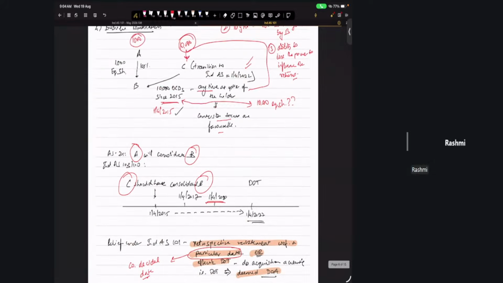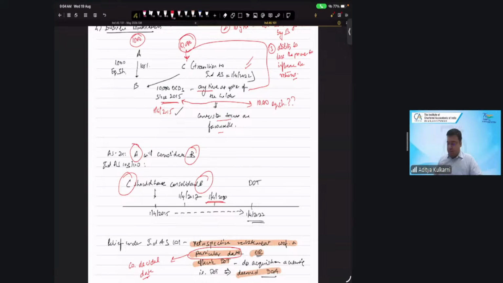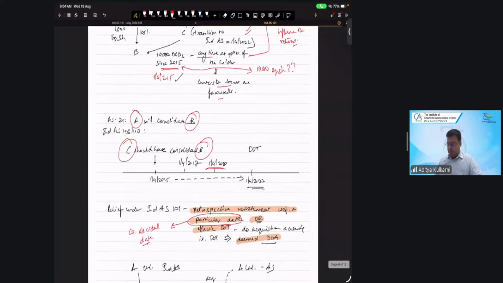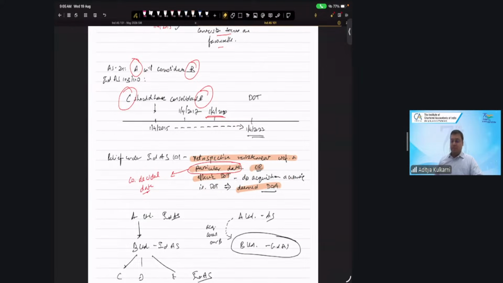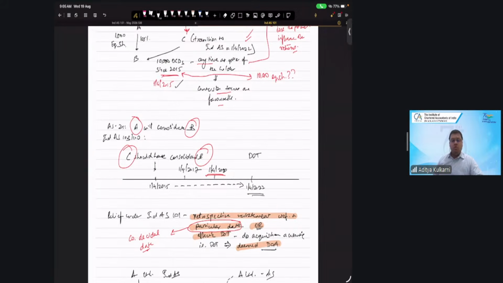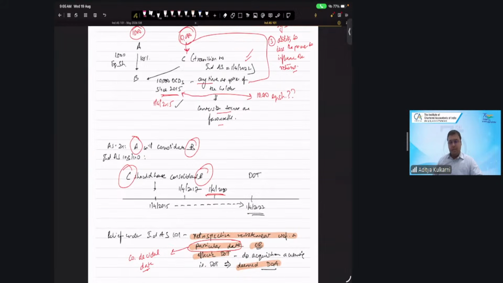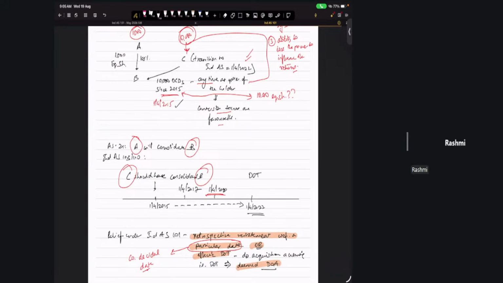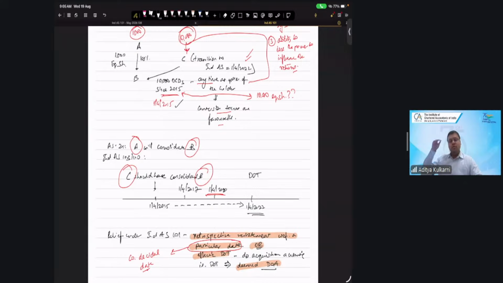1/4/2015 is when the OCDs are given. 1/4/2022 is your date of transition. Now there is a relief. Now just imagine. Forget about relief. Forget everything. Now let us suppose Ind AS became applicable to C. Forget transition and all. Just assume C has to follow Ind AS.